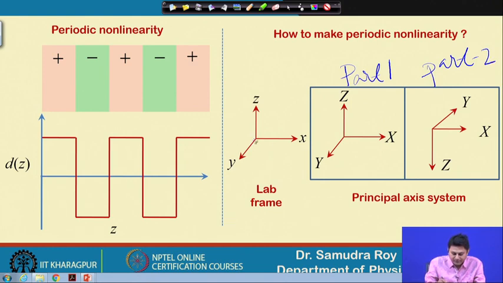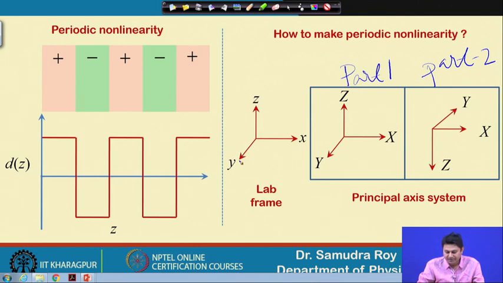This is a laboratory frame, and we know that for any crystal we can write our D matrix for a given coordinate system. Normally the D matrix is written in terms of the principal axes. Capital X, capital Y, capital Z is a coordinate system which gives us the principal axes. In part 1, this coordinate system is supposed to coincide with the lab frame.